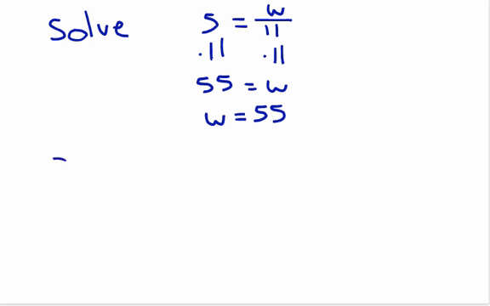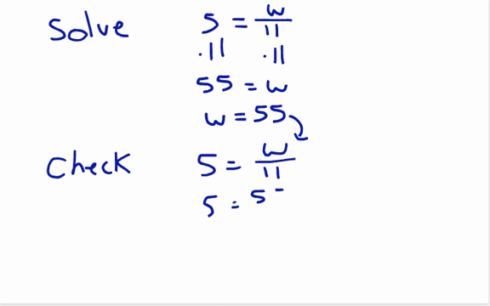Okay, we should probably check that answer. So we get 5 equals w divided by 11. Plug in our 55, so we get 5 equals 55 divided by 11, or 5 equals 5, which it does. So that means we got the right answer.